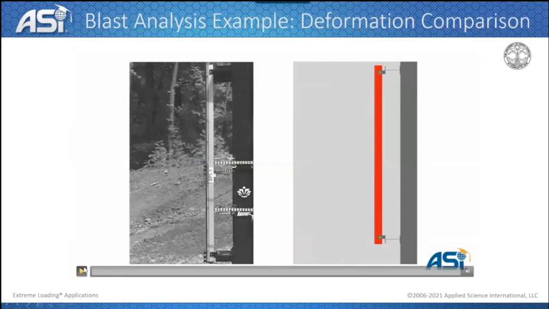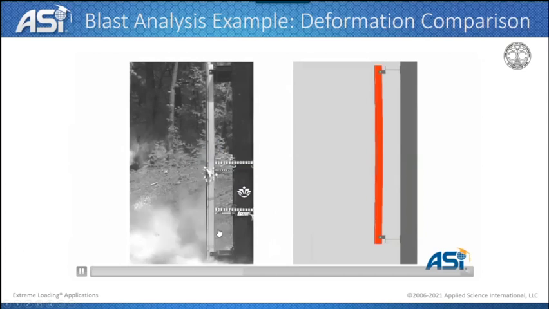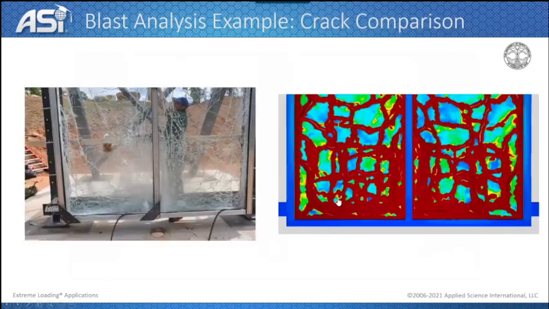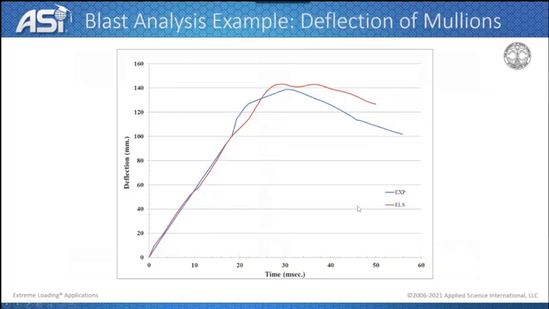Another view here is a comparison of what actually happened in the deformations. We see here the deformations happening in the glass window, and they are similar to what we see in here. Also, some screenshots showing the final cracking shapes. And this is a comparison between the experimental results and ELS in terms of deflection of the center mullion, where we matched the initial stiffness and the failure, or the maximum deflection that the mullion experienced.